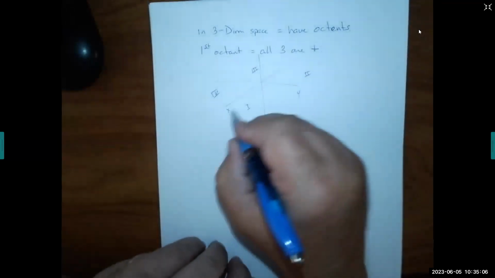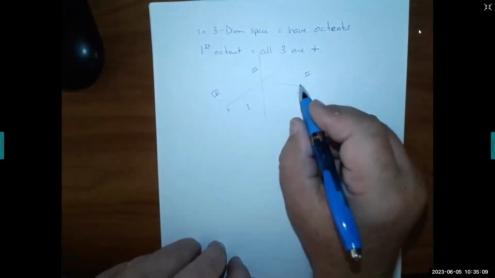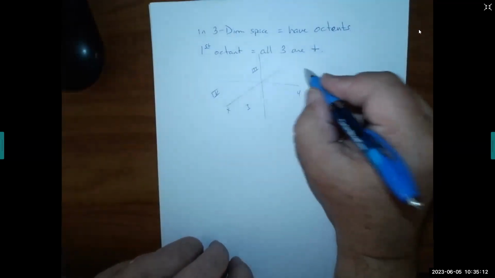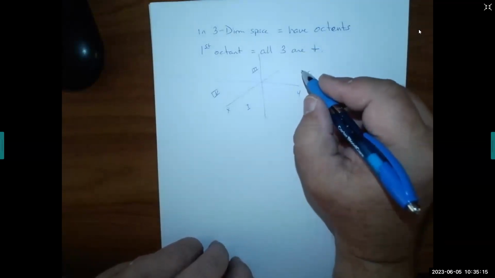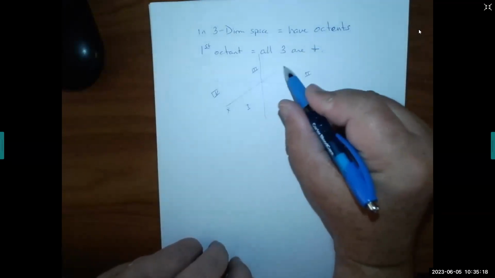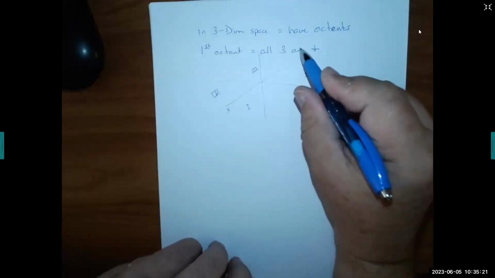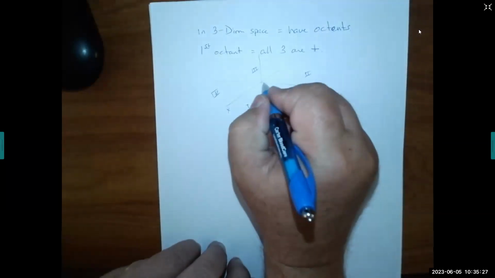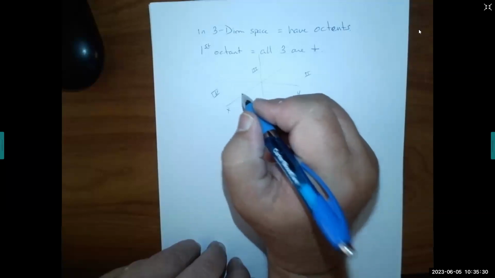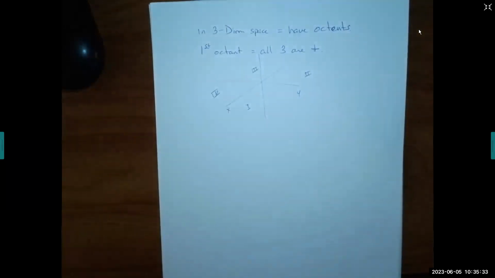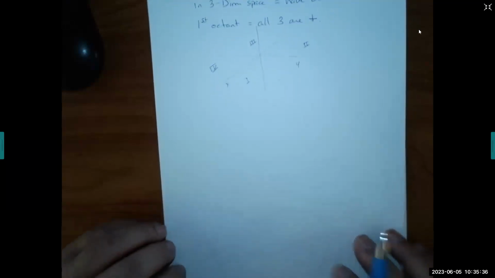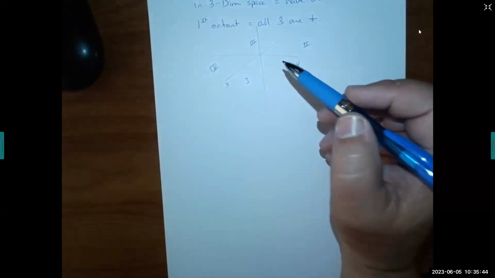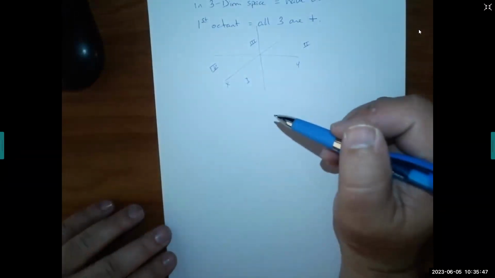You can look at here in this first box up here, all 3 are positive. What's in octant 2? Well, you have X is negative, Y is positive, and Z is positive. And then in octant 3, you have negative, positive, and so forth. So it all depends on the signs of each, relative to each plane, of which octant you're in. If the third one is positive, you're above the X and Y plane. If the third one is negative, you're below the XY plane.